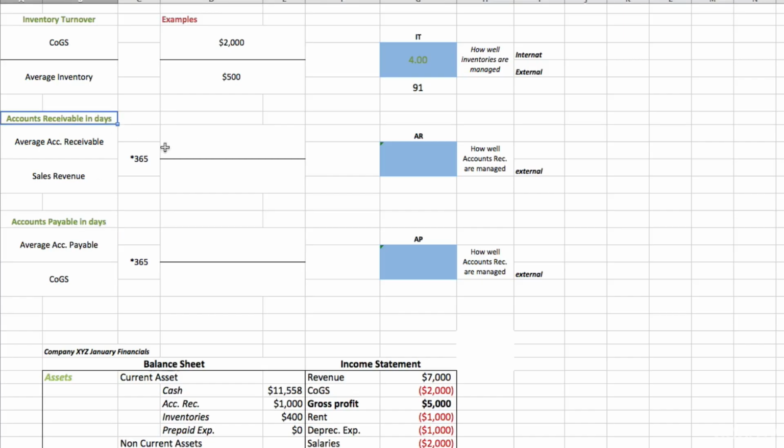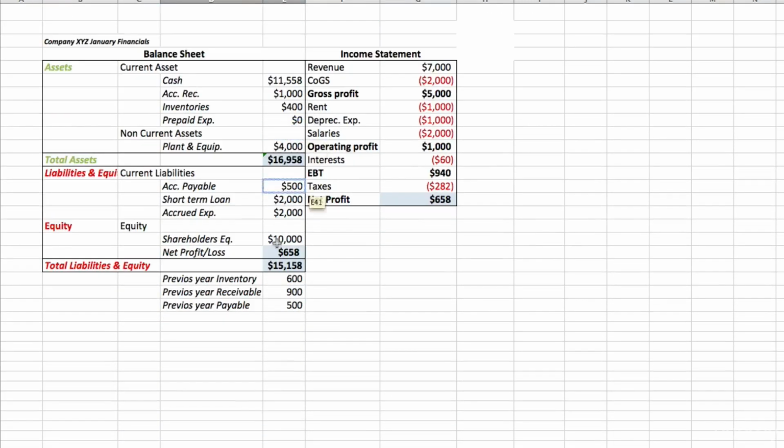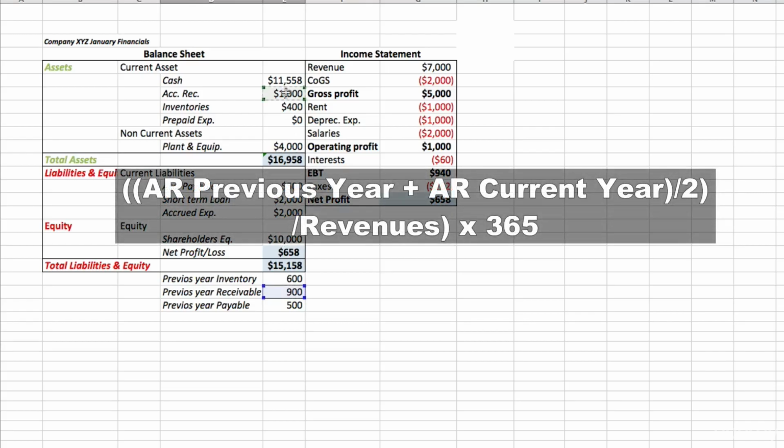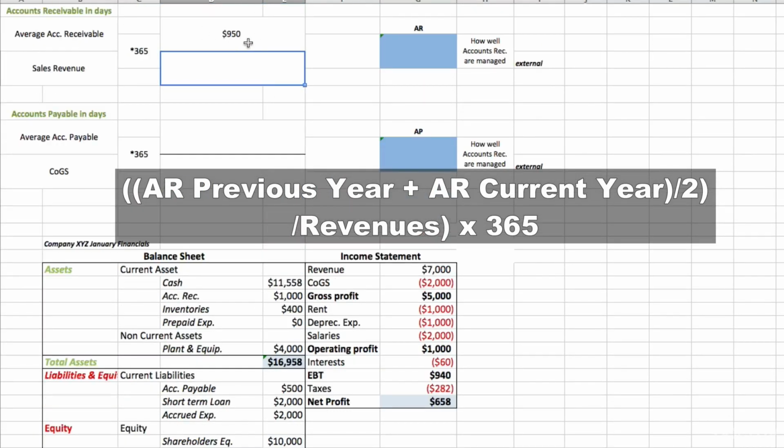When it comes to the accounts receivable in days, we are going to take our accounts receivable from the balance sheet, so the accounts receivable from the previous year balance sheet, and then the accounts receivable from this year balance sheet, and then we are going to divide these numbers by 2. That's how we get our average accounts receivable.